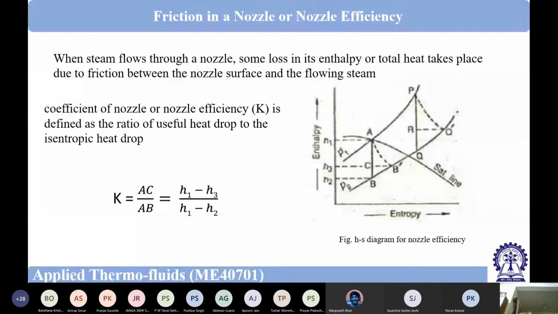So this will be your nozzle efficiency. That means the actual enthalpy drop through the nozzle divided by the isentropic enthalpy drop through the nozzle for the same pressure difference. Good.